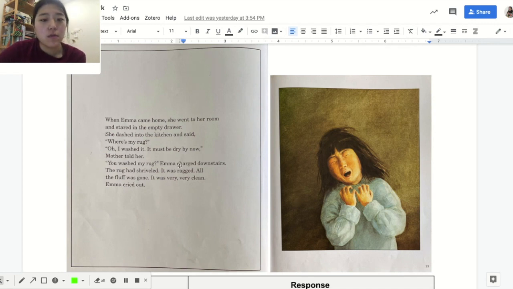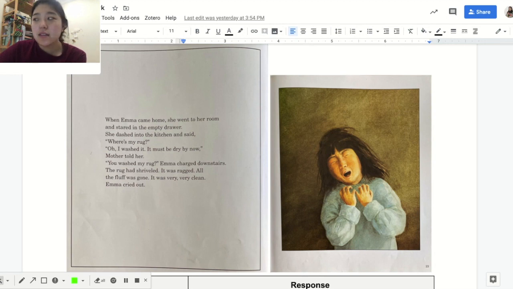But I want you to take a look at the word charged, right? If you're charging downstairs, you are most likely feeling angry, right? You're in a hurry if you're charging. Also, she cried out, right? Telling us that she's upset, right? And immediately she dashed into the kitchen and said, "Where's my rug?" So her dashing into the kitchen tells us that she's worried, right?